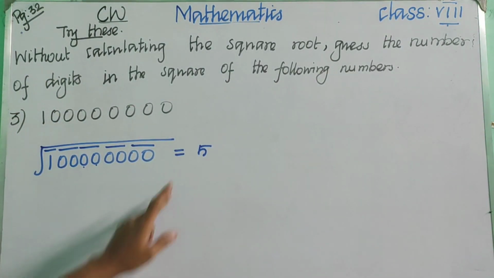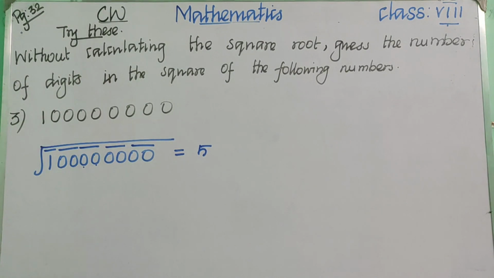So that 5 bars means we will get, while finding the square root, we will get 5 digits. Is it clear, children? So copy this in your classwork notebook. The remaining 2, we did the third one, right? First and second is your homework. Okay, children. So pause the video and write.